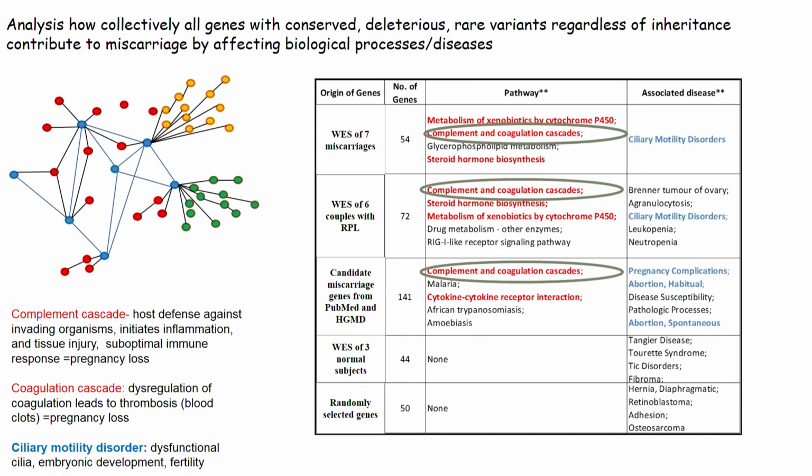And the other cascade is a coagulation cascade, the dysregulation of which could lead to blood clots and pregnancy loss. And as I mentioned, the ciliary function and the ciliary motility disorders can be of relevance for pregnancy loss because of the importance of cilia in early development.